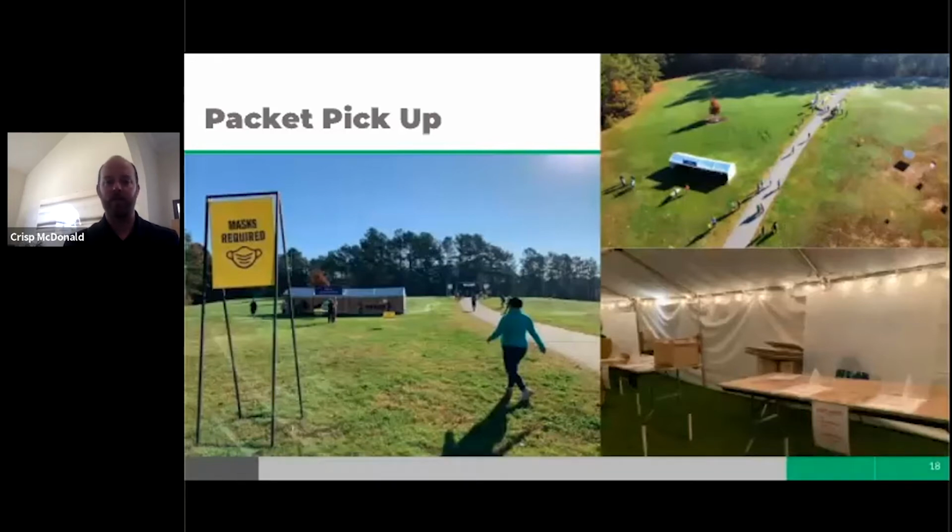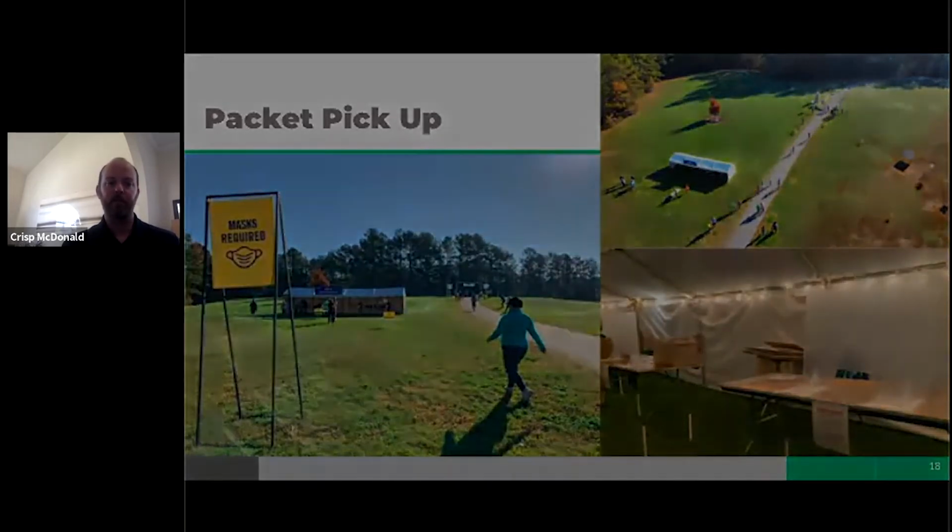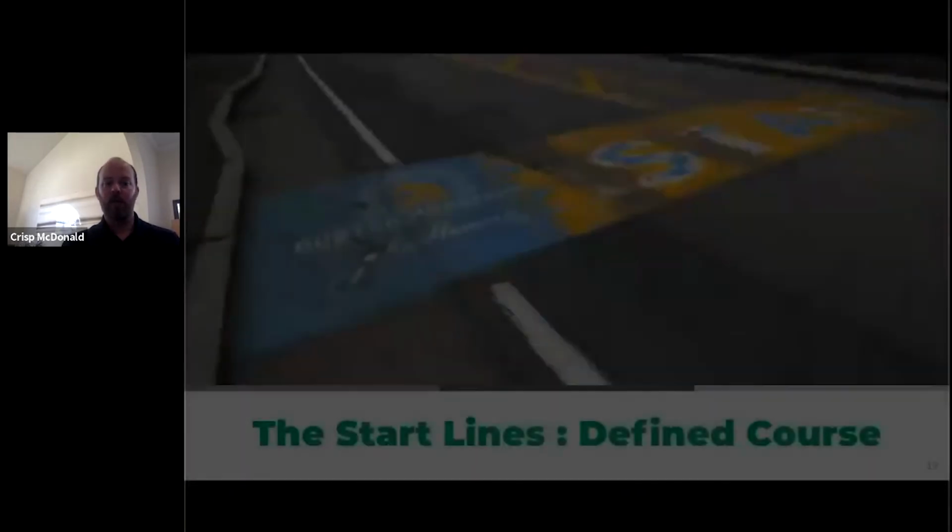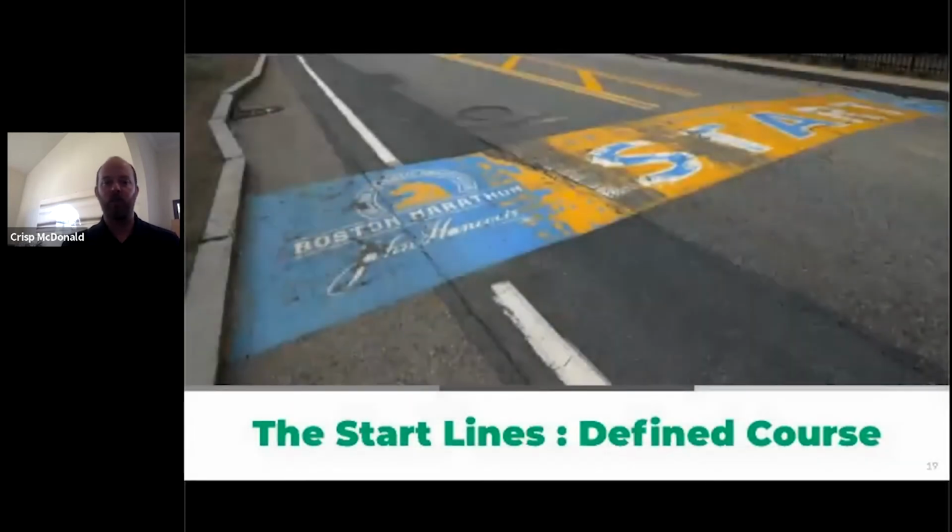I realize not all of us have the kind of space that they did at that event, but scout everything out and see where you can set things up, just to keep people from gathering and to keep people away from the start line and away from each other if possible. So now we're going to go into the actual start lines themselves for defined courses. Obviously, Race Anywhere is undefined. They can literally race anywhere, so there's no need to go into further discussion about Race Anywhere.